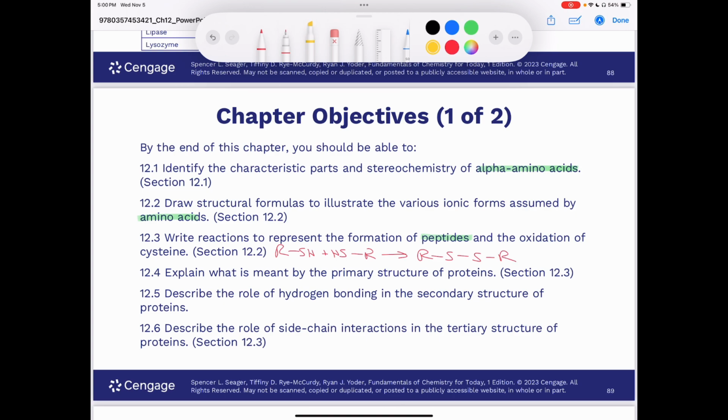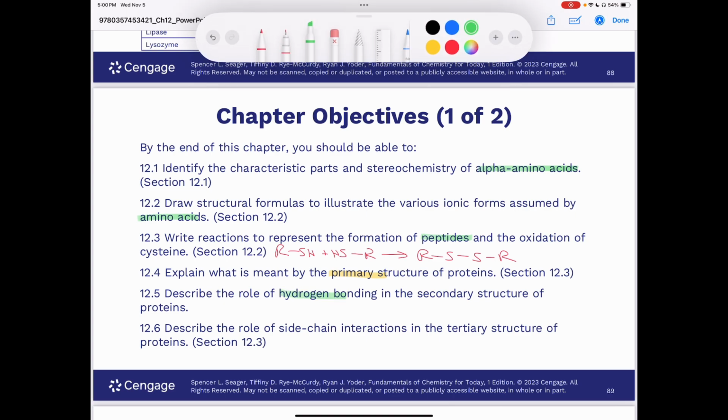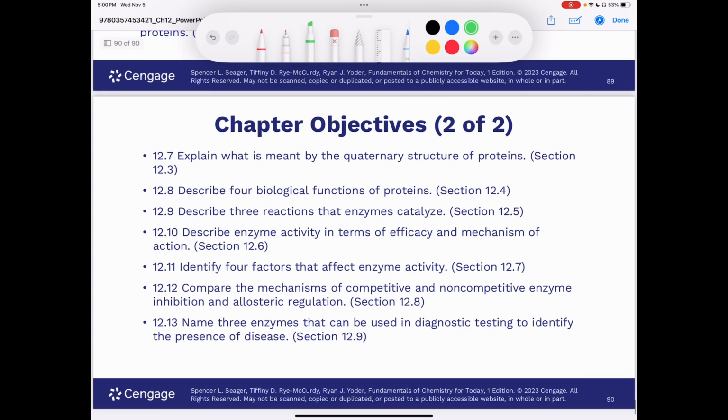Explain what's meant by primary structure. So remember, primary structure was just the amide linkages between amino acids, peptide bonds. You should be able to explain a little bit about secondary structure and the hydrogen bonding that takes place in secondary structure. So alpha helix, beta pleated sheet, that kind of thing. Next, describe the role of side chain interactions in tertiary structure. So hydrophobic interactions, hydrogen bonding, salt bridges. Then you should be able to explain what is meant by quaternary structure.